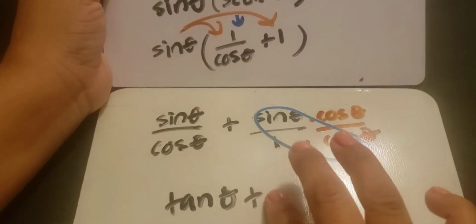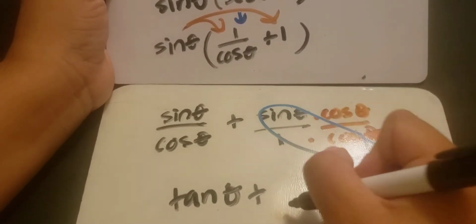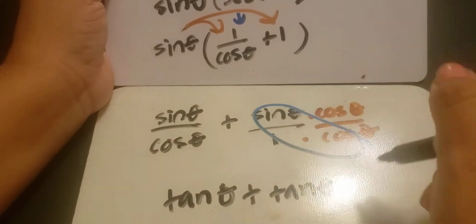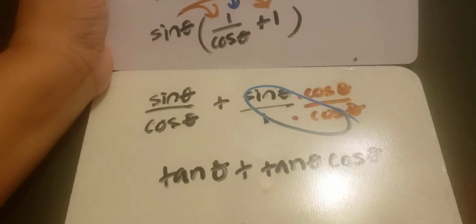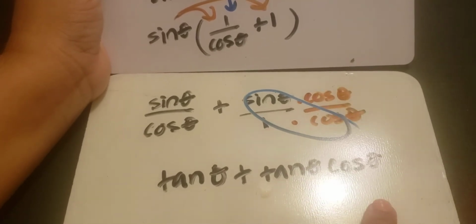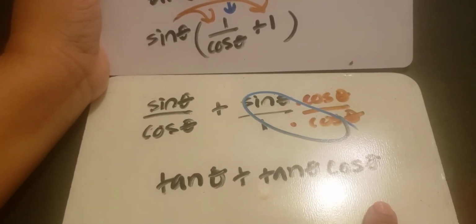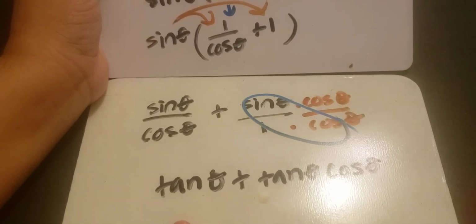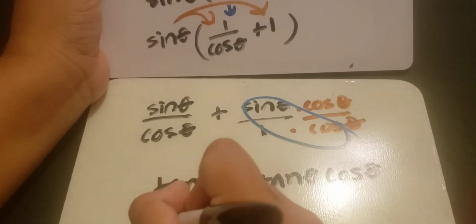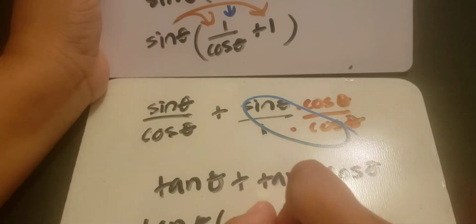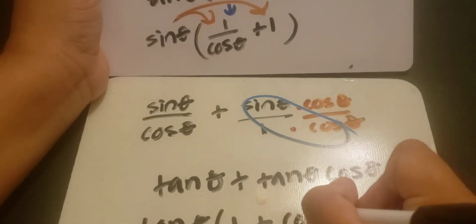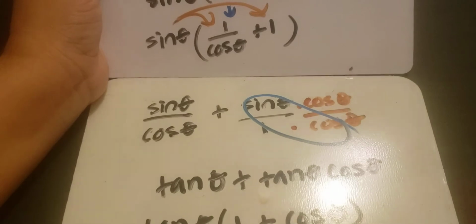So, oops, trying to keep it in the same color scheme. Tangent of theta times cosine of theta. Okay. And then, let's see. I can factor out a tangent of theta. So let me factor out a tangent of theta. Tangent of theta, and then 1 plus cosine of theta.